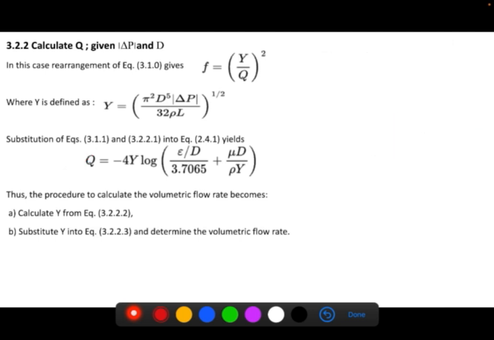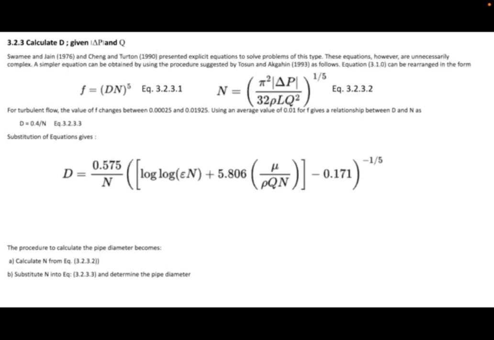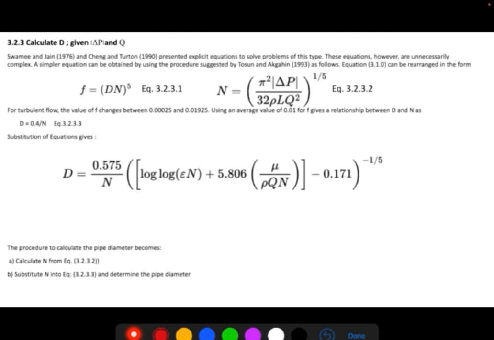We have a solved problem of example 4.3 of Modeling in Transport Phenomena. The third type of problem is the calculation of pipe diameter given delta P and volumetric flow rate. Many scientists have presented explicit equations to solve problems of this type. However, these were unnecessarily complex. A simpler equation is obtained using a method suggested by Swamee and Jain in 1993.